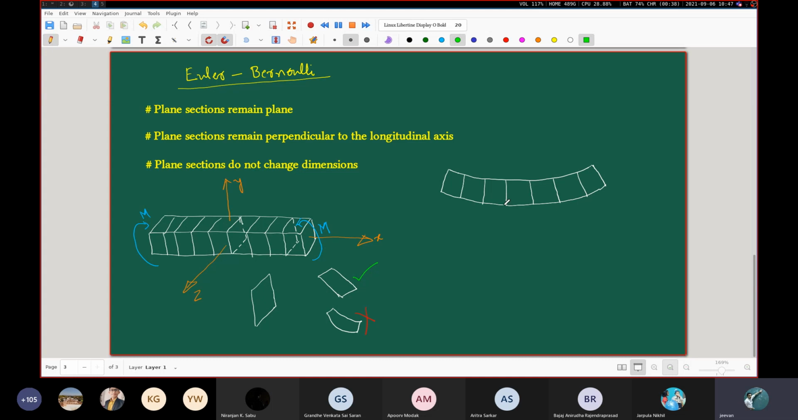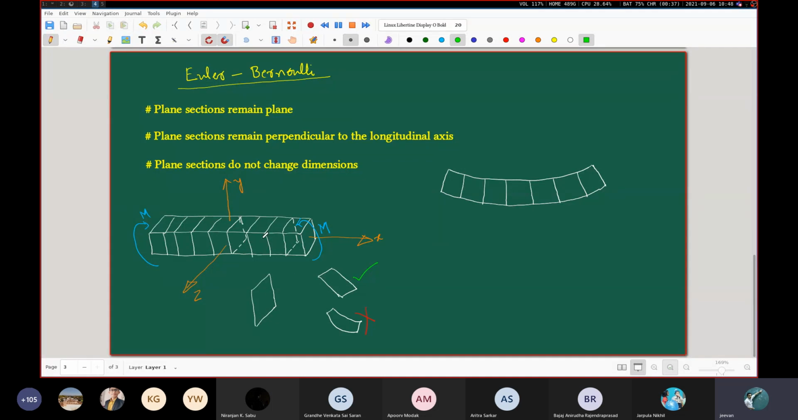In fact, for this Euler-Bernoulli beam theory, there are many modifications. Believe it or not, even today, after more than 100 years, more than 150 years probably, people are still coming up with new and more refined theories almost on a yearly basis. Okay, so this is an ongoing practice.